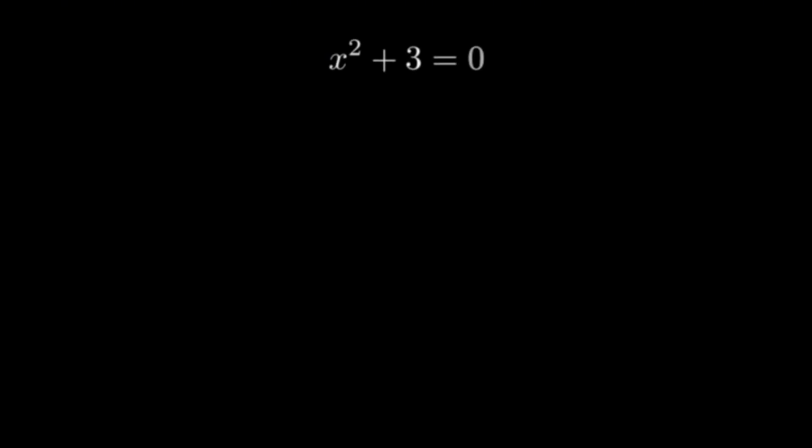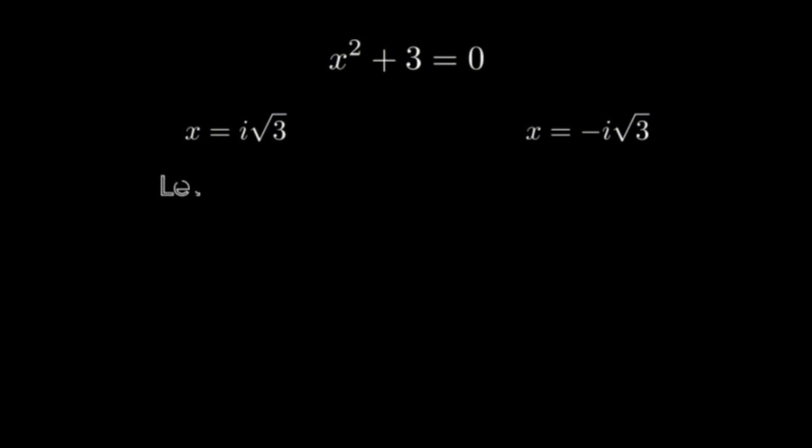Unlike typical quadratics, this equation doesn't have any real solutions because the value of x squared can never be negative for real numbers. However, we can find solutions in the complex number system. Our proposed solutions are x equals i root 3 and x equals negative i root 3, where i is the imaginary unit that satisfies i squared equals negative 1.